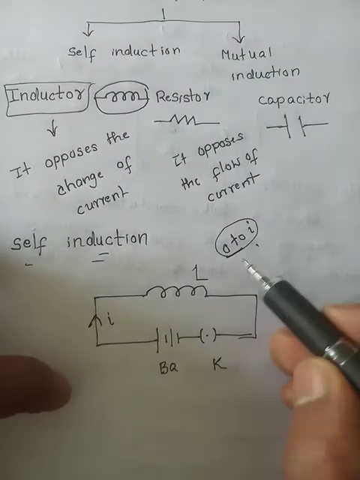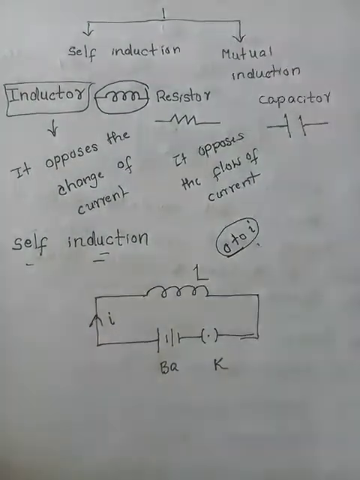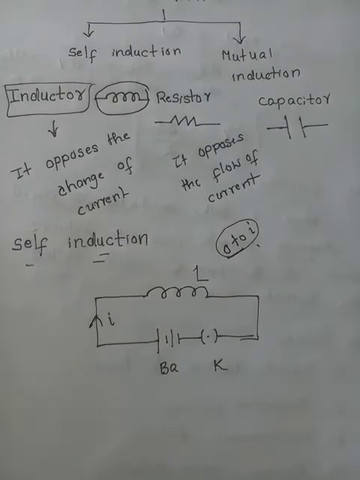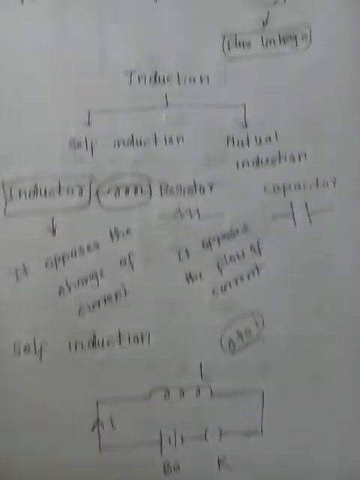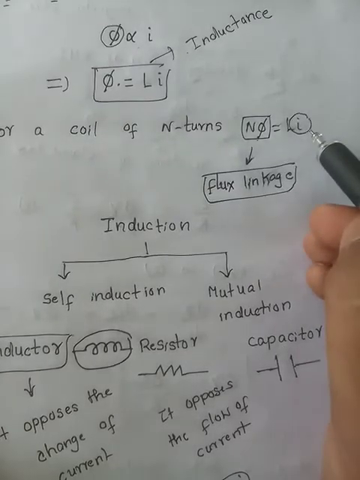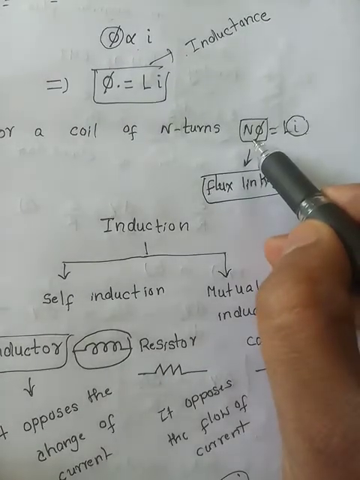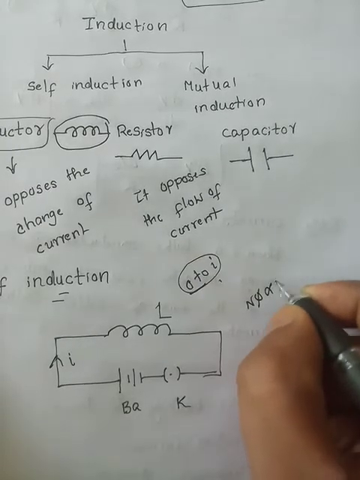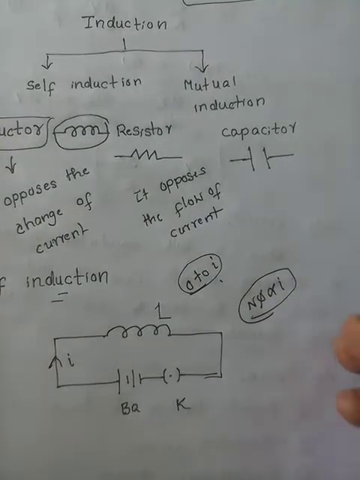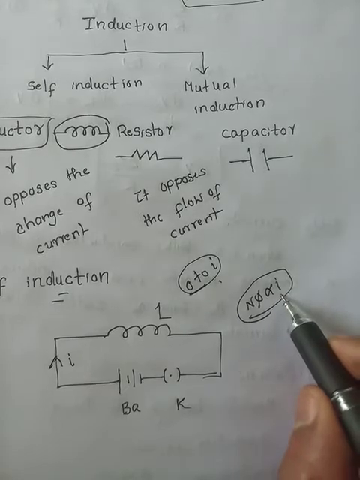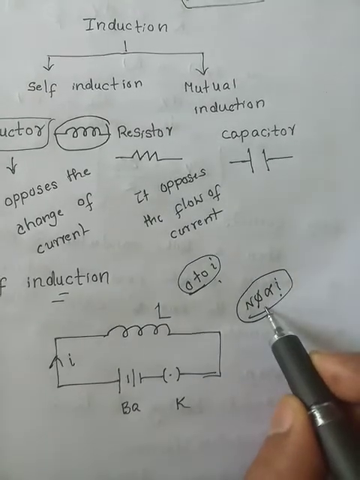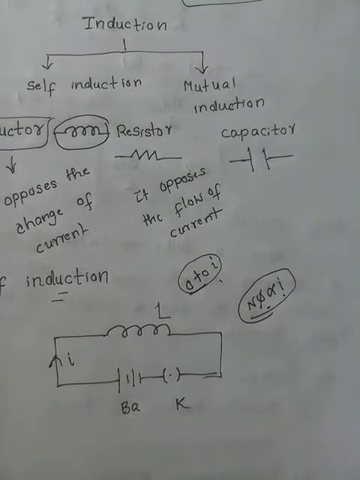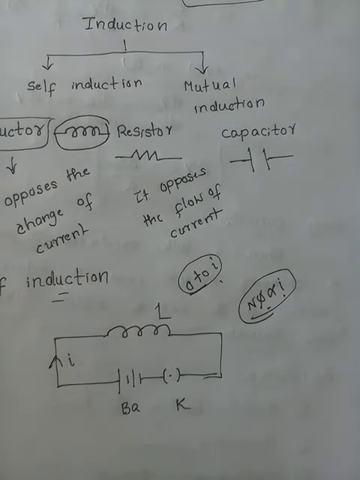So while increasing from 0 to I, what is increasing? Current, right? Yes. If the current increases, the magnetic flux linked with the coil also increases. N phi is directly proportional to I. So the current is increasing, so the magnetic flux also increases. So what is changing? Magnetic flux.